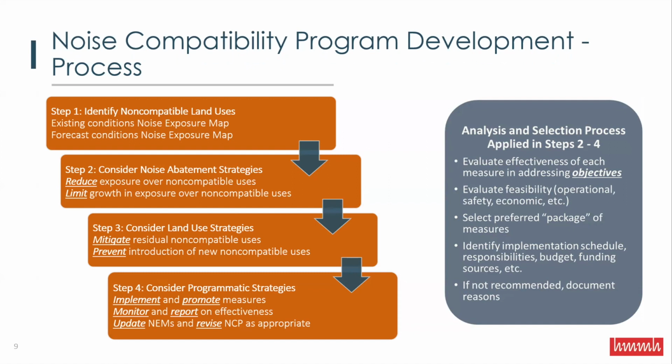So this kind of lists in priority how you go through them. I kind of already talked about that. What's on the left-hand side, step one, is to identify the non-compatible land uses. That's the noise exposure map. And then consider those noise abatement strategies to reduce the number of people exposed. Consider land use strategies to mitigate incompatible land uses or to prevent the introduction of new incompatible land uses. And step four, again, how you are going to manage your noise compatibility program?